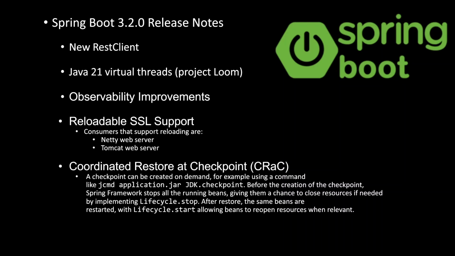Next is the new Java 21 virtual threads, and Spring Boot 3.2 ships support for virtual threads. To use virtual threads, you need to run on Java 21 and set the property spring.threads.virtual.enabled to true. And when virtual threads are enabled, Tomcat and Jetty will use virtual threads for request processing. This means that your application code that is handling a web request, such as a method in a controller, will run on a virtual thread.